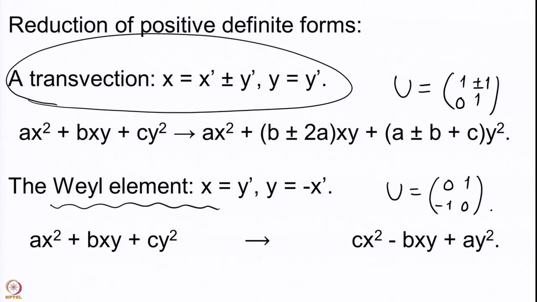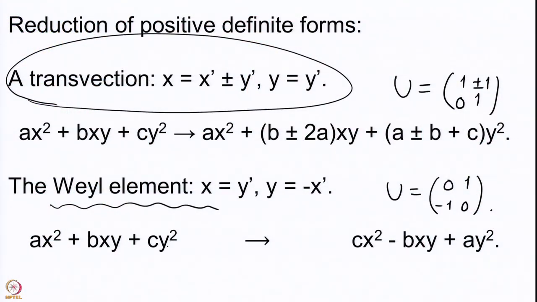Remember that the Weyl element is going to switch x and y, with a sign. That means that the coefficients a and c will be switched, but the coefficient b has a different sign. So, when we have a x square plus b x y plus c y square, a goes to the place of c and c goes to the place of a. The only change is that b has a different sign. While the places of a and c are switched, the change in b is the change of a sign.